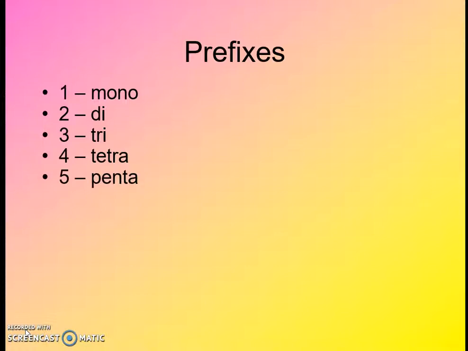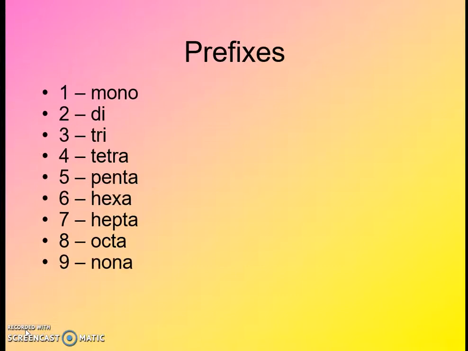So those prefixes, again, we just went through a few, but here they are all the way up through 10. 1 again being mono, 2 is di, 3 is tri, 4 is tetra, 5 is penta, 6 hexa, 7, you've got to be careful, 7 is hepta, not septa like one would probably think, but hepta. 8 is octa, 9 is nona, and 10 is deca.